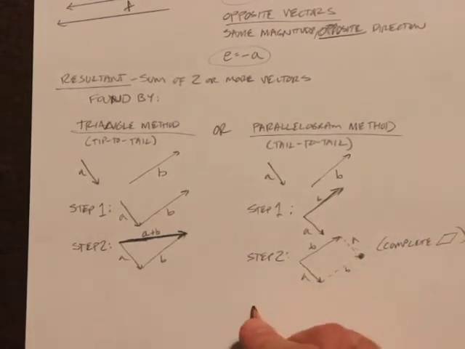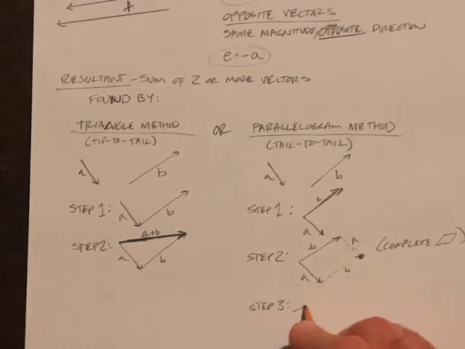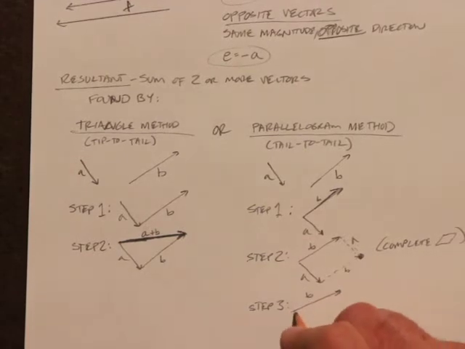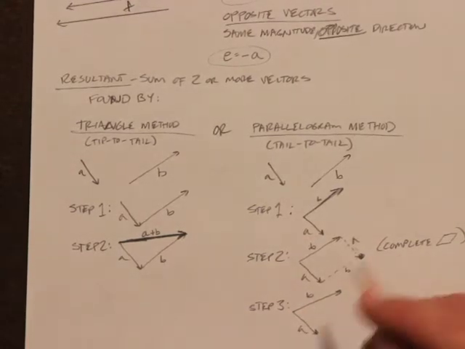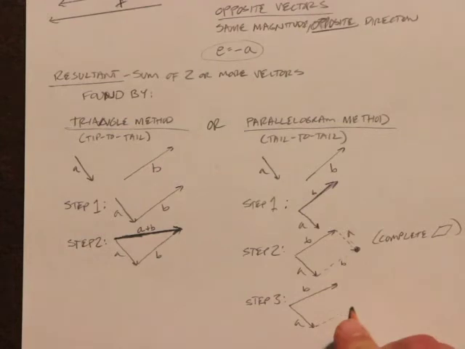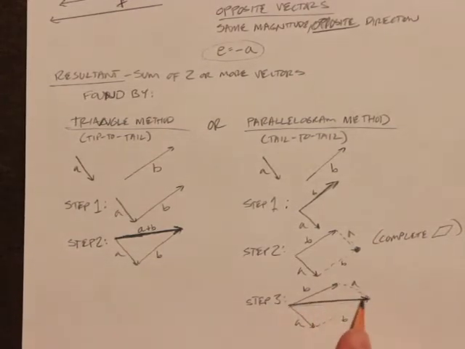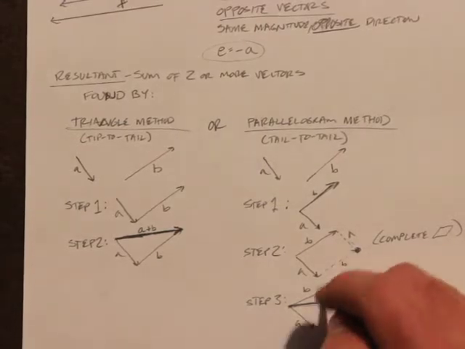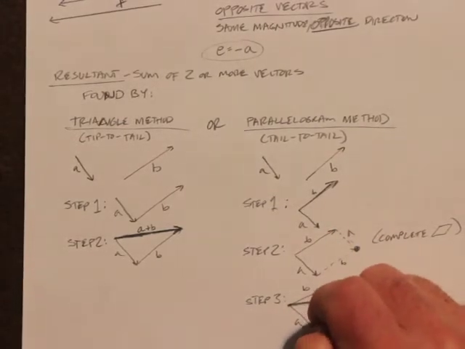Then step 3. I've got B. I've got A. I've got B again. And I've got A again. And then I draw from the tail here to this new point that we created, and this is A plus B.